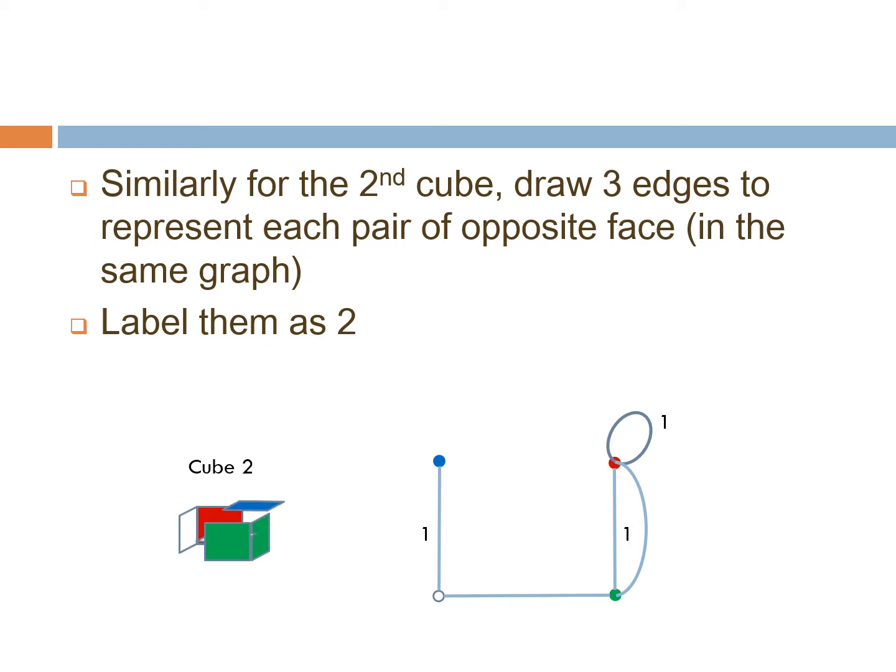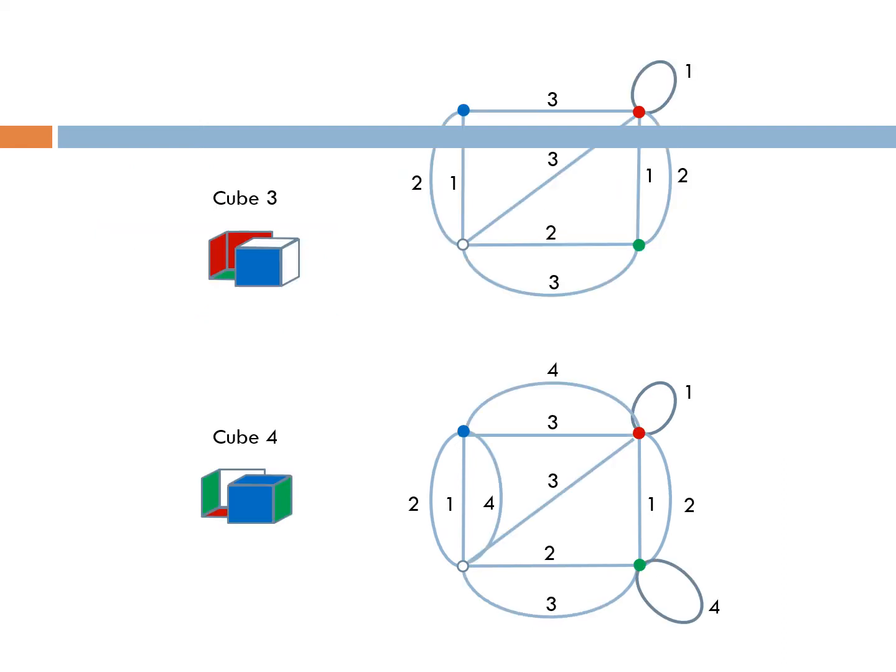Now, pick up the last pair of the second cube, that is again blue and W. Since there is already an edge between blue and W, we draw an edge in the form of an arc. Again, we get 3 edges for cube 2. Now, all these 3 edges are to be labeled as 2. Repeat the procedure for cube 3 and cube 4. Hence, the final graph will contain 4 vertices and 12 edges.